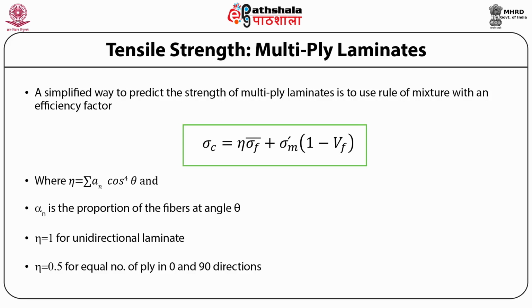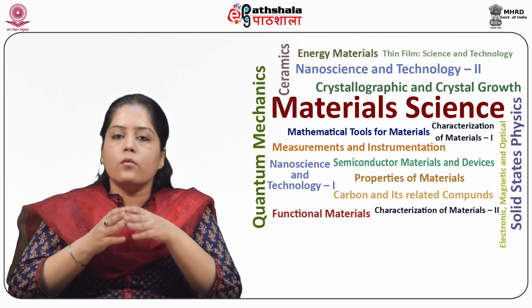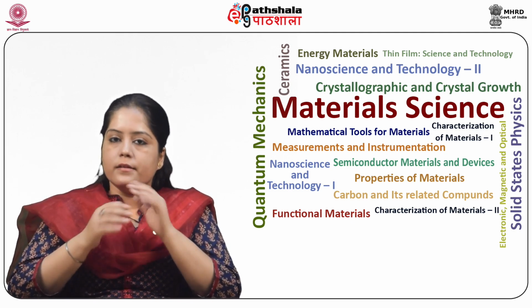Using this efficiency factor, strength of the multi-ply composite is given by sigma c is equal to eta sigma f bar plus sigma m prime multiplied by 1 minus Vf or mu f. So students, let us summarize what we have learned in this module.